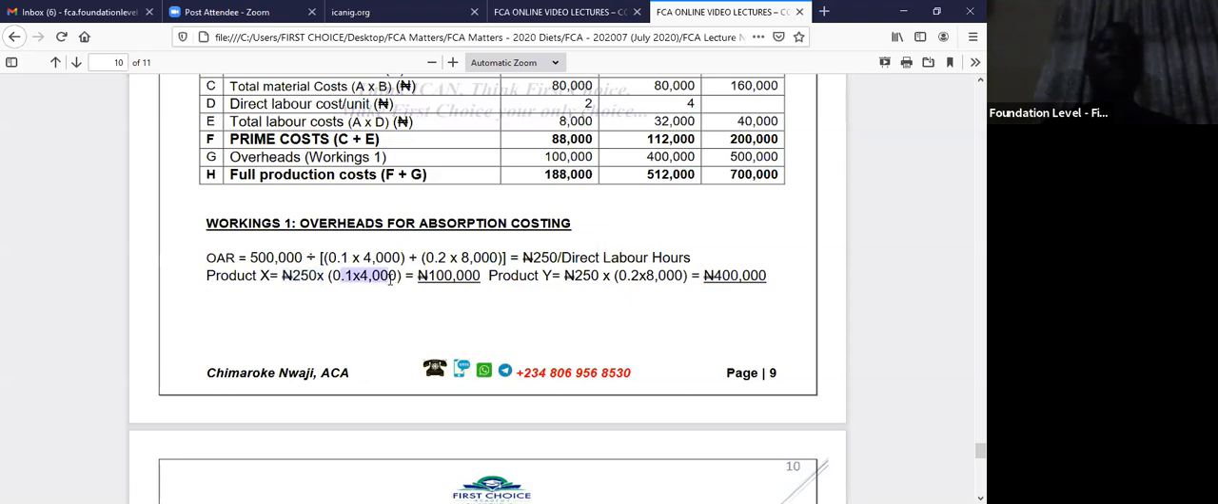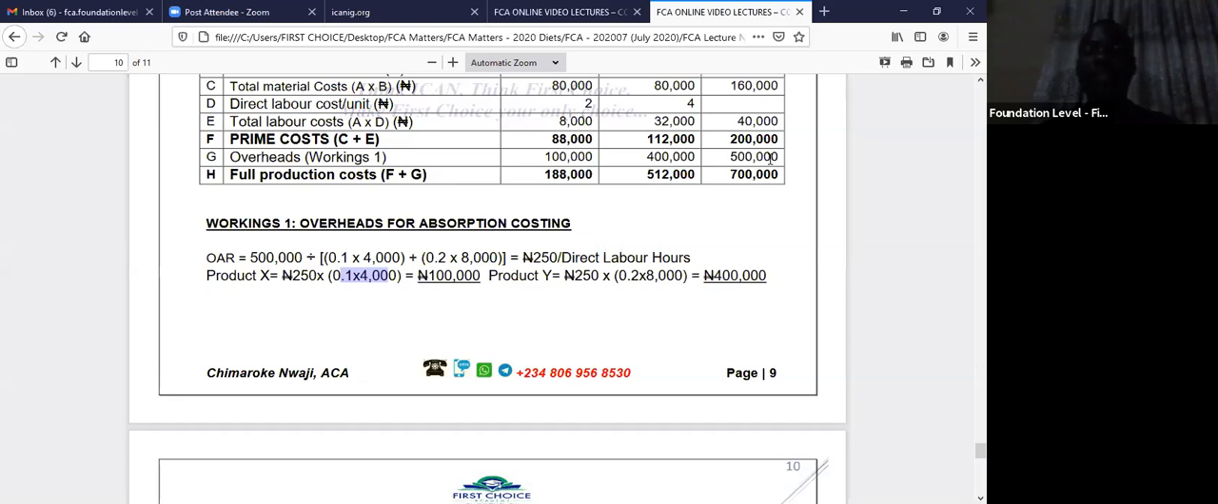Because this is 400. So 250 naira multiplied by 400 will give you 100,000. That's how we got the 100,000 sitting down here. 250 naira multiplied by 1,600. That's how we got the 400,000 sitting down here. So if you check them together, add them up, gives you 500.